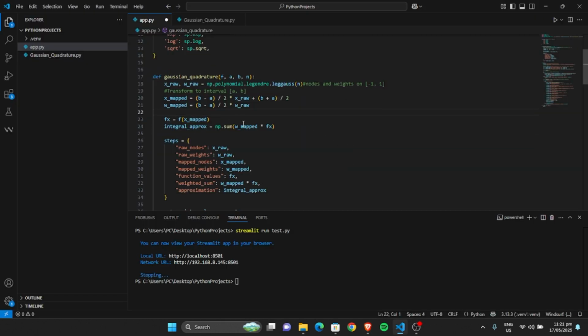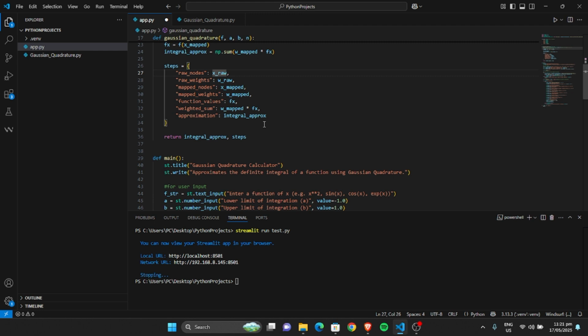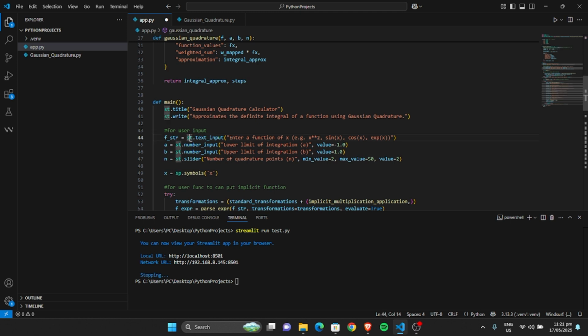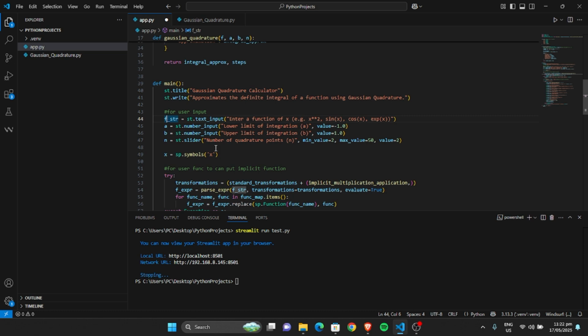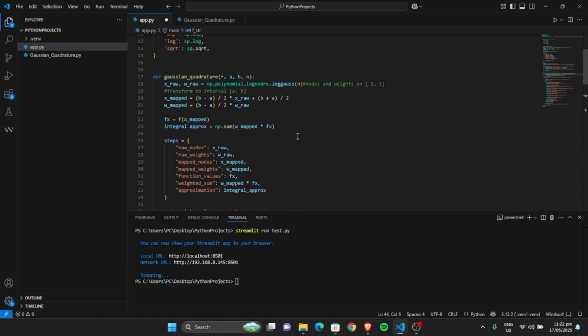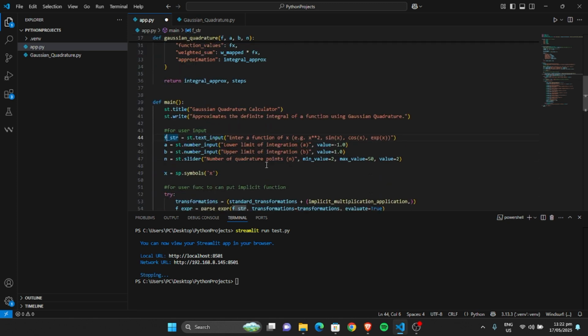So after we map and we have an approximation, we will have the steps for row nodes, x row, row weights, and so on. And here we have the display. So Gaussian quadrature calculator. Here is the variable for the user input: f in snake case, str, a, b, and n, which is the number of quadrature points that we will use here in the Gaussian quadrature block of code, and also the a and b.